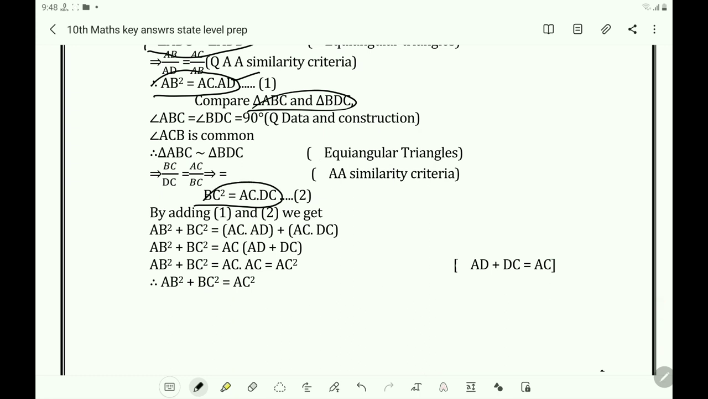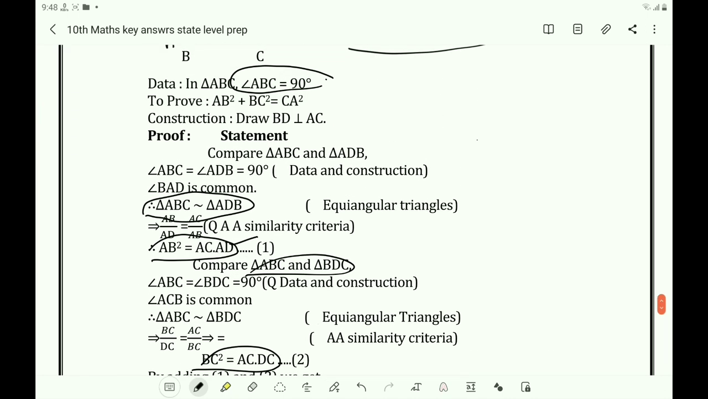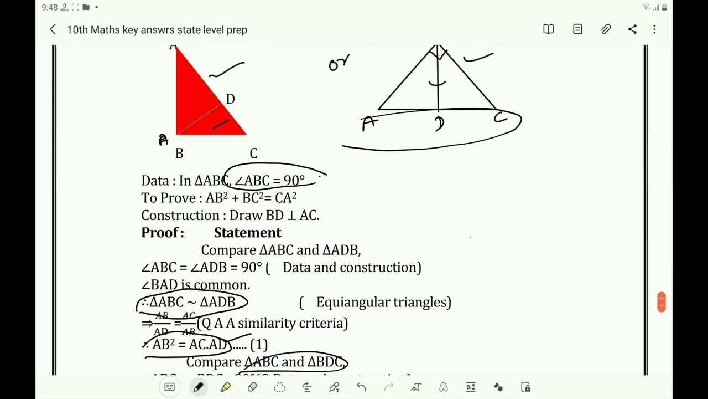By adding 1 and 2, you will get AB square plus BC square is equal to AC into AD plus AC into DC. So, AB square plus BC square is equal to AC, you can take the common factor out. In the bracket, you will get AD plus DC. That is AB square plus BC square is equal to AC into AC, which is equal to AC square. And you will get the relation. Here, only the hint is given. You must use the video lessons of the statement and proof of the Pythagoras theorem to learn this perfectly.